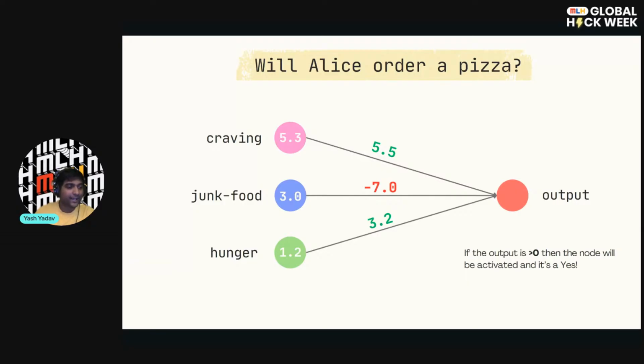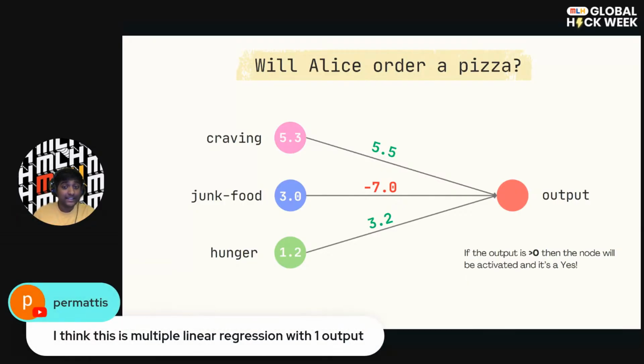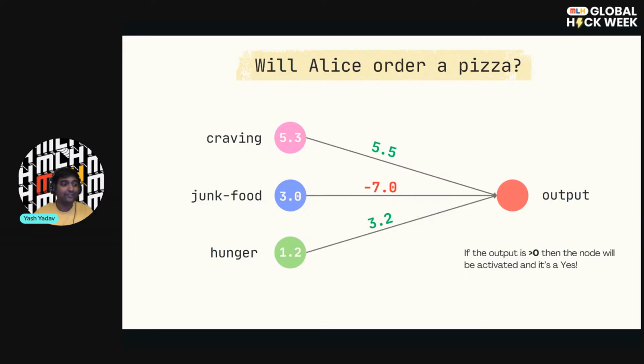Tomato says this is multiple linear regression with one output. That is entirely right. Indeed, this is exactly a regression model. This is a linear model. There is nothing AI about this. We are trying to build up to a neural network, but for now, this is just a linear model.